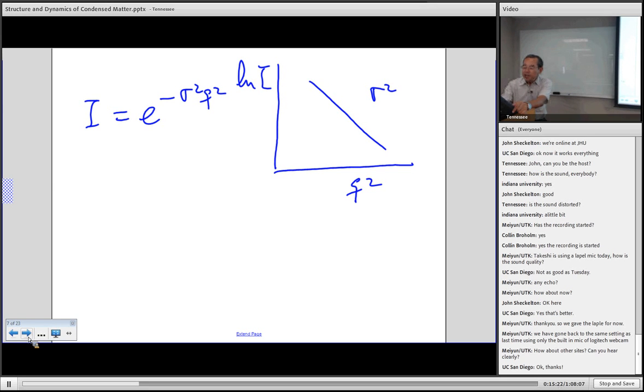This happens all the time. If you do small angle scattering and plot log I against Q², quite often you get a linear line. So in this case, the object is close to Gaussian, at least approximately. And this sigma is called the radius of gyration.